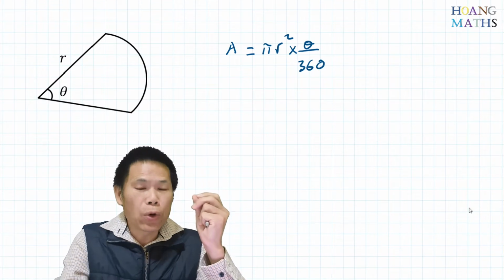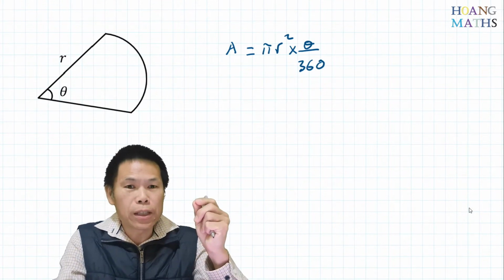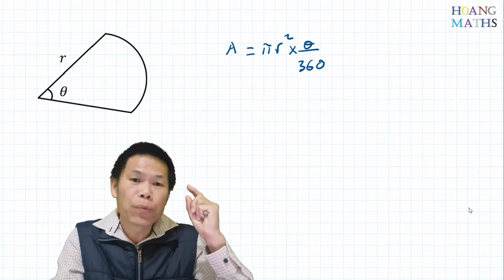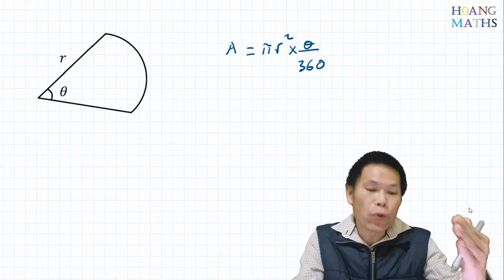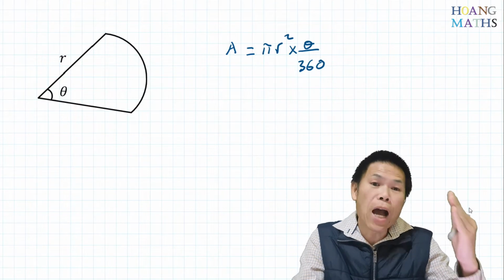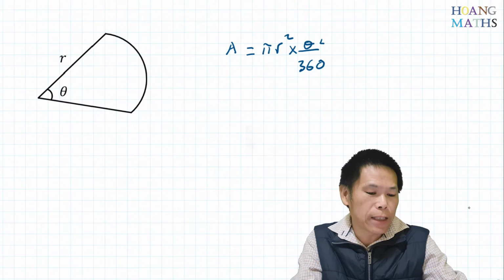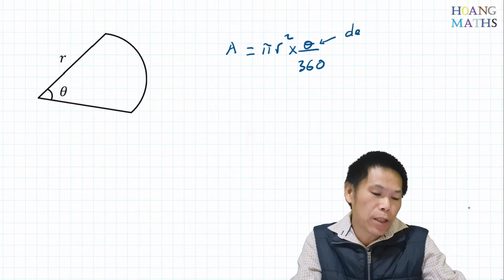Because there are 360 degrees in a whole circle, we just want one fraction of it, that is theta degrees. So this area will give me pi r squared times theta over 360 degrees. And don't forget, this theta here must be in degrees.